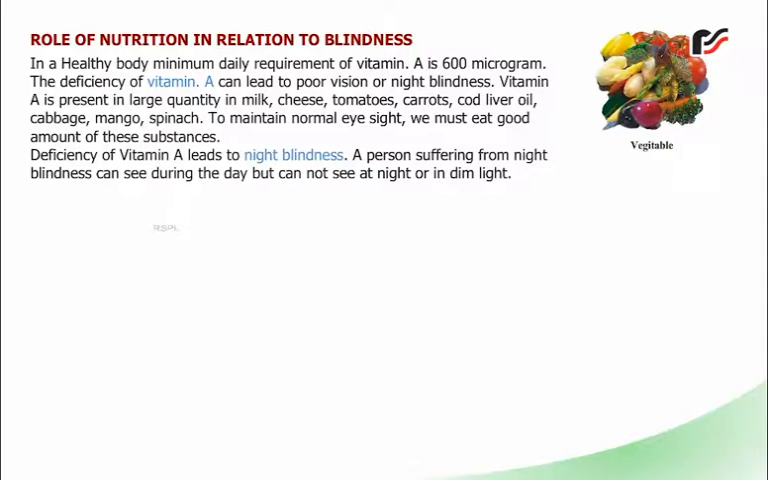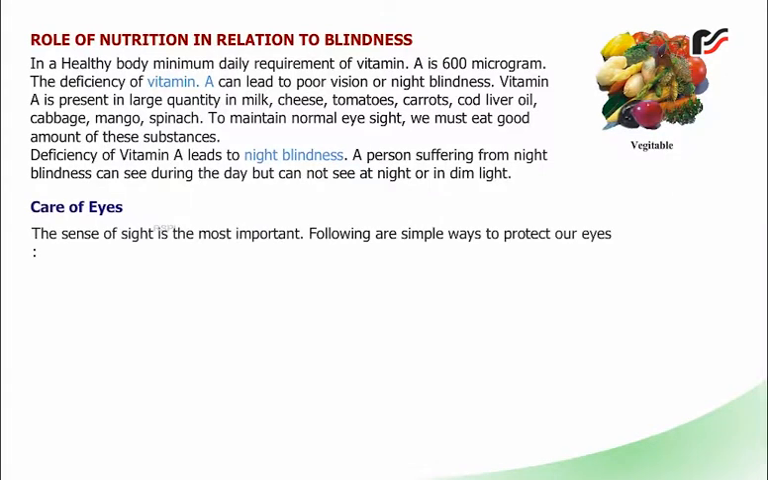To maintain normal eyesight, we must eat good amount of these substances. Deficiency of vitamin A leads to night blindness. A person suffering from night blindness can see during the day but cannot see at night or in dim light.